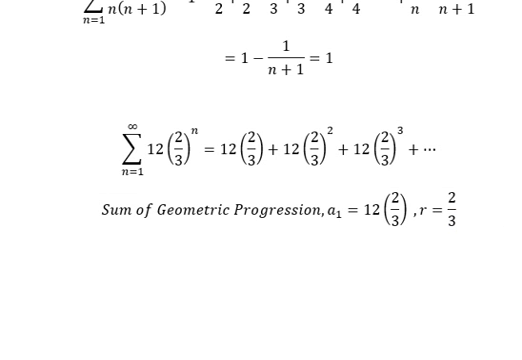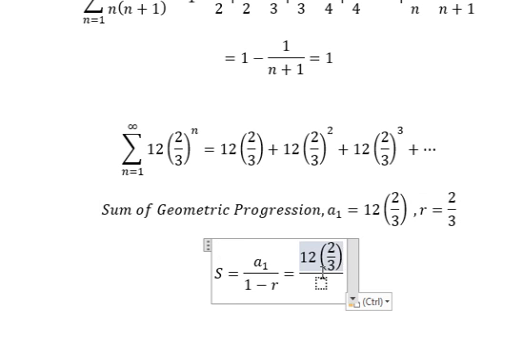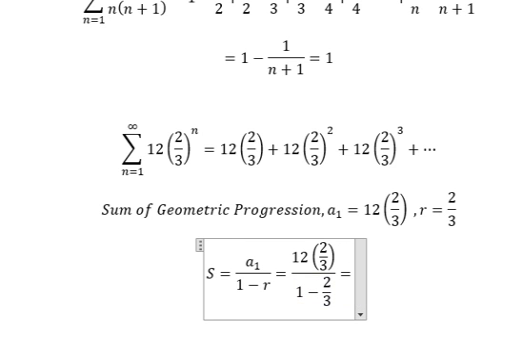And now we have the formula in here. So a1, that is this one. r, that's 2 over 3. And now we can get the final answer. And this is 24.